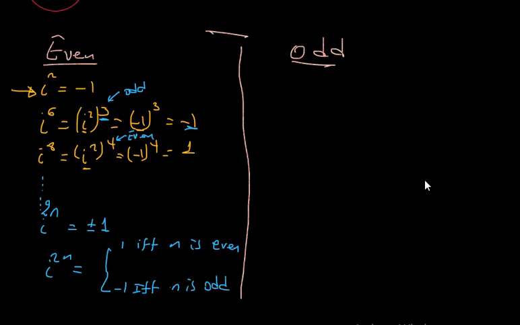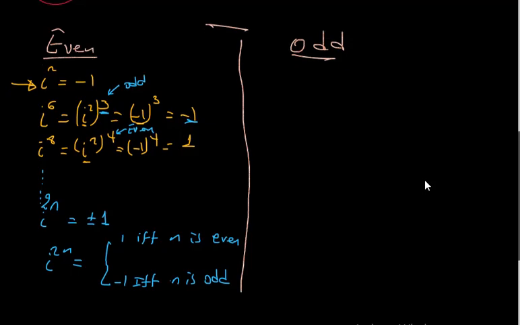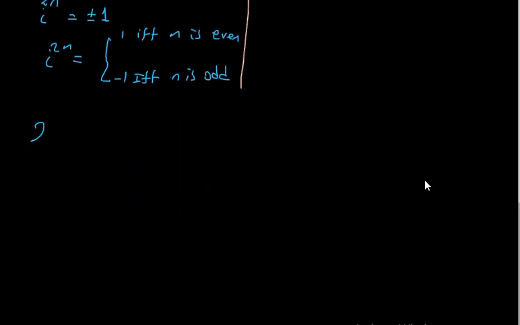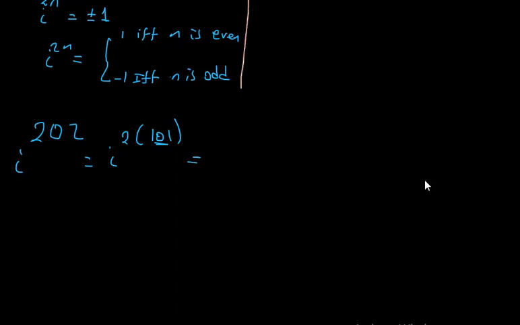If I give you, for example, let me take a few examples here. For example, i to the power of 202. Let's write this in terms of multiples of 2. This is the same as i squared to the power of 101. 101 is odd, and if it is odd, we have a negative 1. The answer would be negative 1.